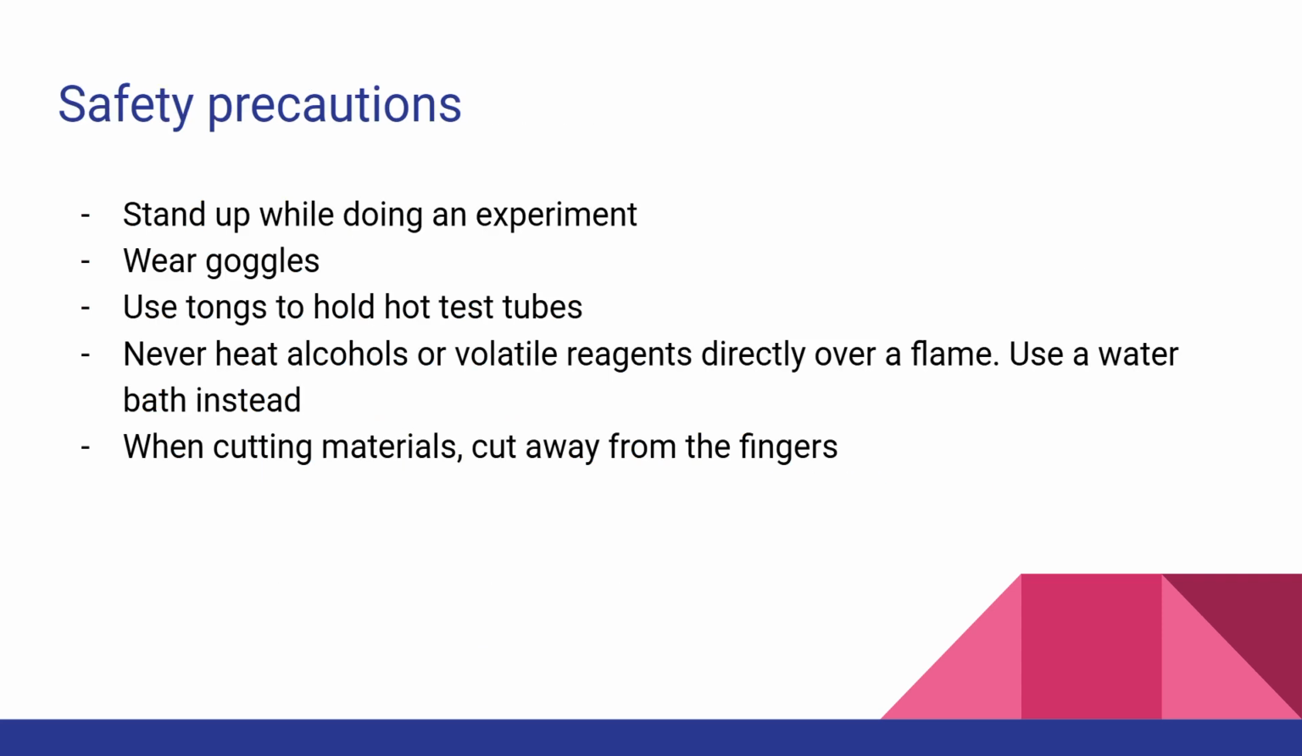There are also safety precautions that we must carry out when doing an experiment, for the safety of the people doing the experiment and also others as well. So stand up while doing an experiment, don't be sitting down with chemicals. Wear goggles to protect your eyes. Use tongs to hold the hot test tubes, don't just go touching them with your bare hands. Do not heat alcohols or volatile reagents directly over a flame, use a water bath instead, and when cutting materials, cut away from your fingers.